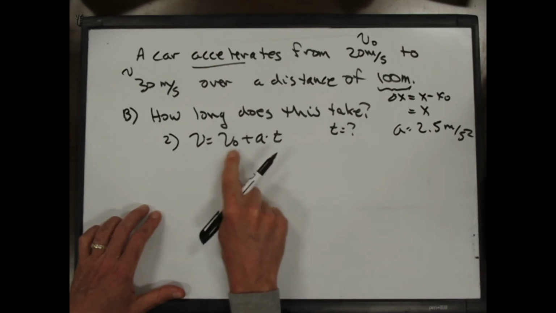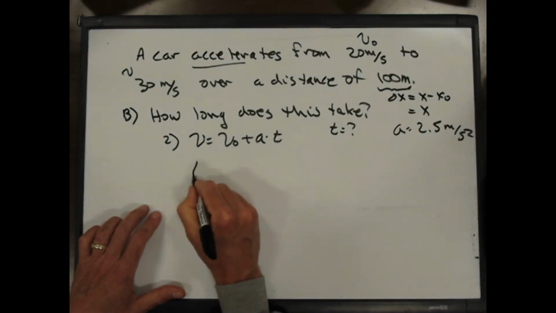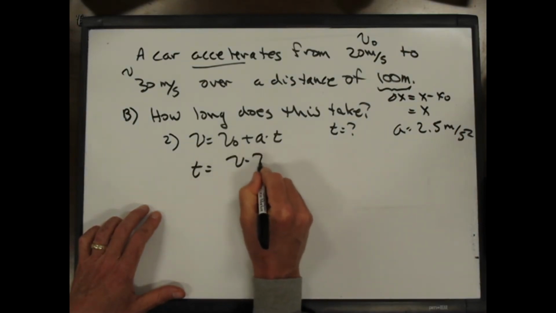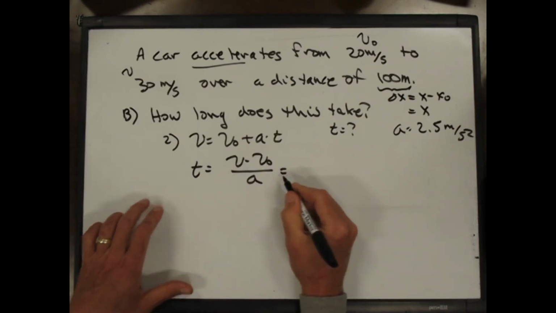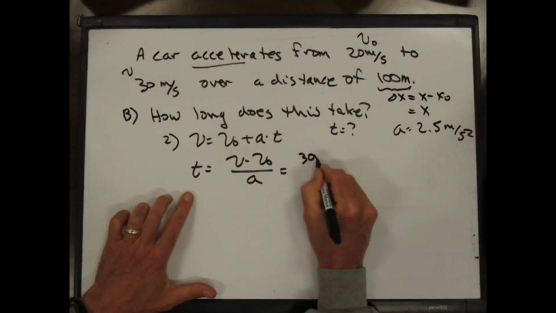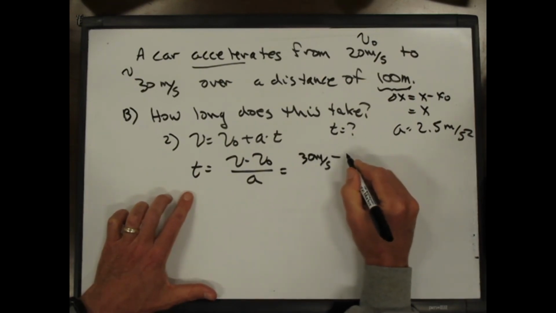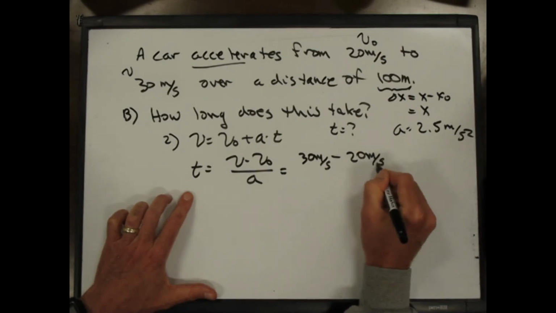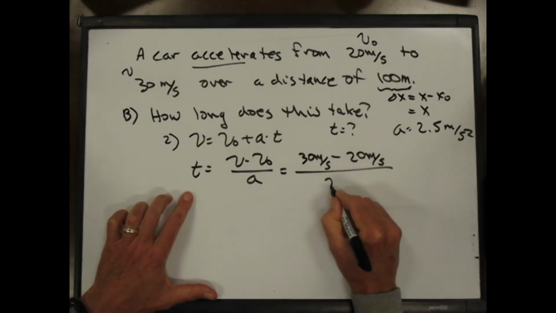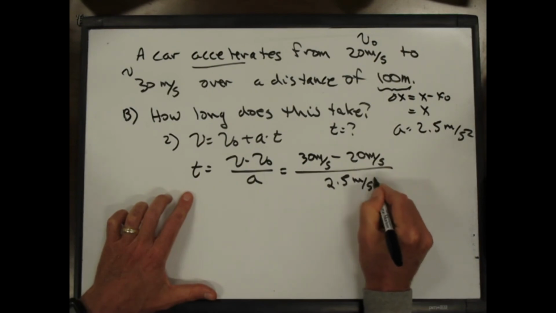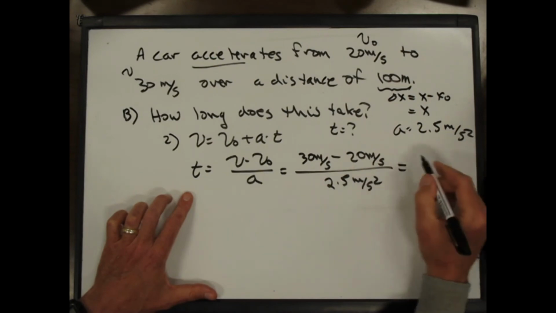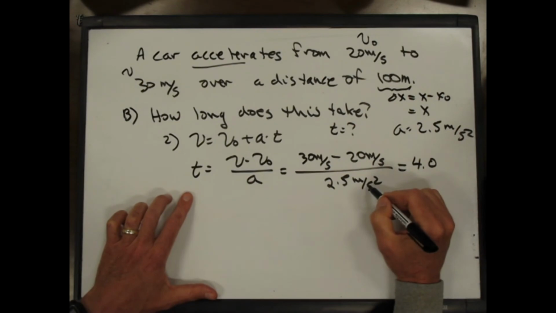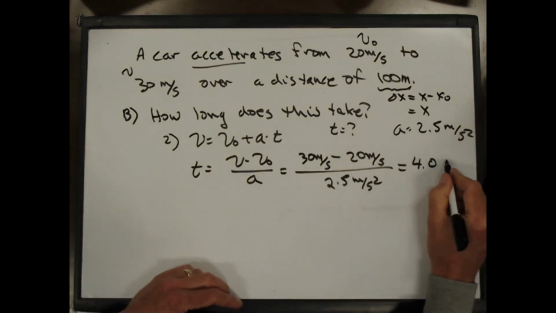And so since I know v and v naught and a, I can solve for t. t is equal to v minus v naught over the acceleration. I'll skip the algebra for those two. And so that's 30 meters per second minus 20 meters per second over 2.5 meters per second squared. 30 minus 20 is 10, divided by 2.5 is 4. And meters per second over meters per second squared, you invert and multiply, that just comes out in seconds.